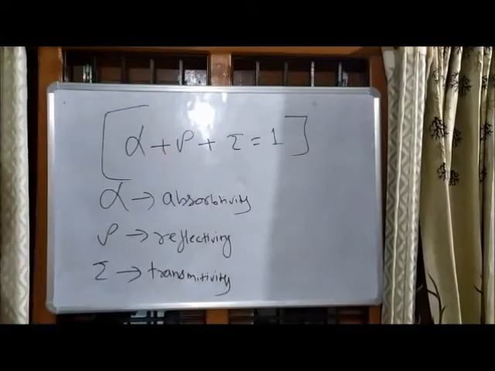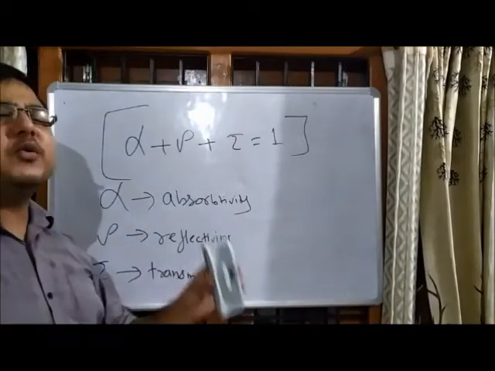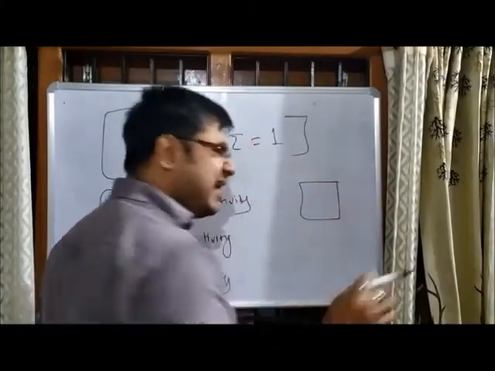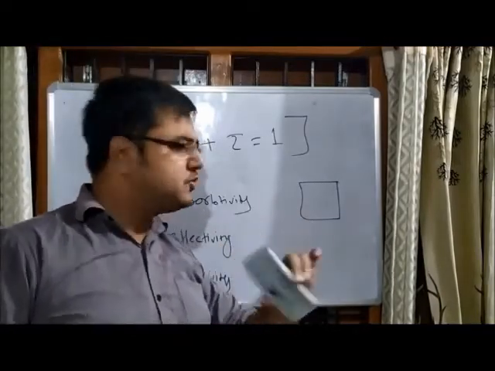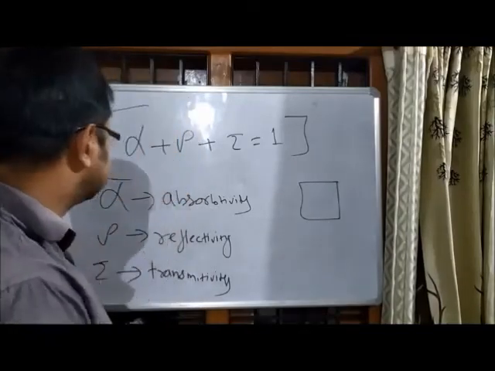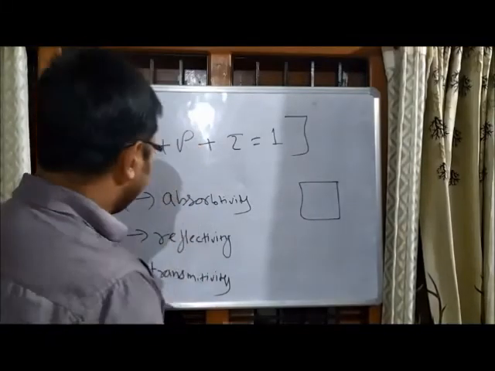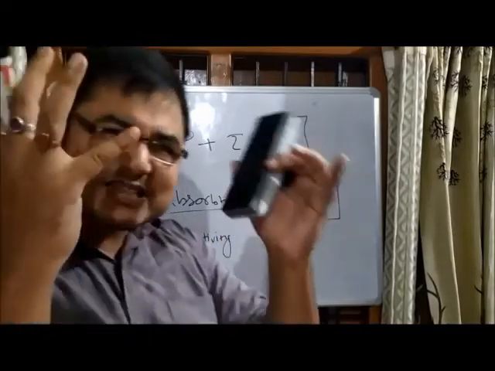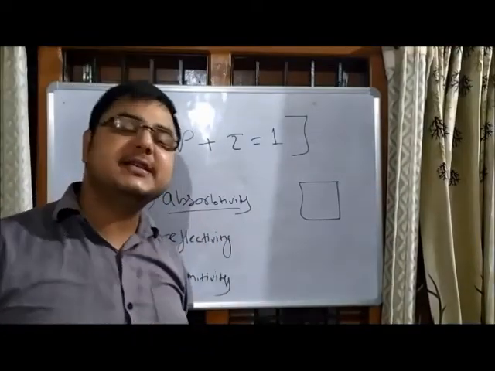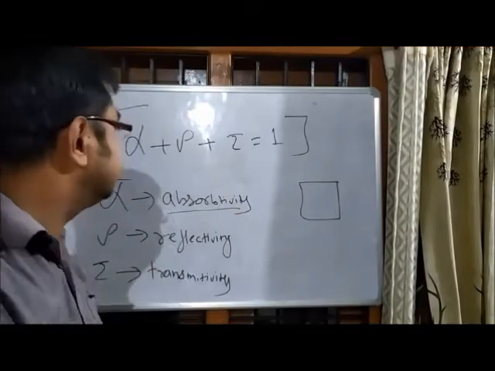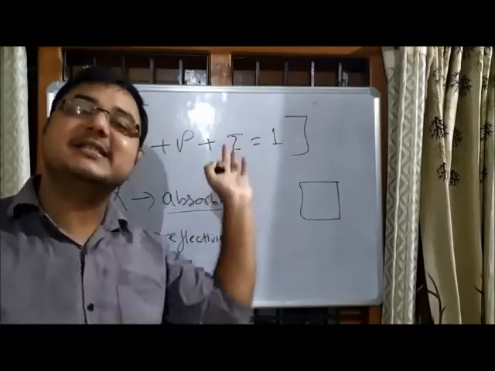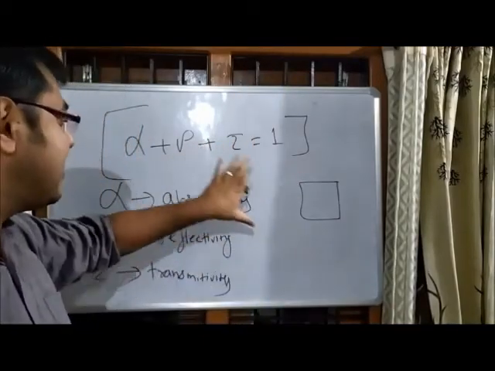So what is this actually? Whenever we allow light to fall over a surface or over any type of body, at that instant three processes can simultaneously happen. One is absorptivity. Suppose the object has absorbed the light. The next one is reflectivity. Suppose this board, I hope you can see it through this camera: as it is white in color, most of the light is reflected, so you cannot easily detect the words.